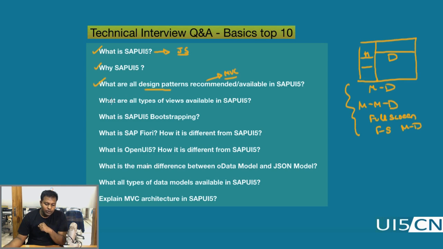What are all the types of views available in SAP UI5? The types of views which are available in SAP UI5 are JavaScript views, XML views, JSON views, and we can also create HTML views. So HTML5 based views can also be created here. Now, one question which will be asked here is, which views will you prefer and why?